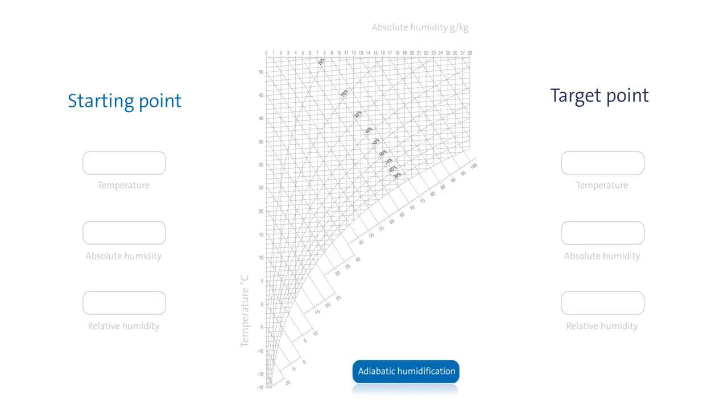Let's take as a starting point a temperature of 25 degrees Celsius, an absolute humidity of 6 grams for each kilogram of air, and a relative humidity of 31%. Now we'll use an adiabatic method, i.e. by means of water evaporation, to add 2 grams of water per kilogram of air. The air condition now moves along the line of specific enthalpy up to an absolute humidity of 8 grams water per kilogram of air, cooling down by about 5 degrees Celsius and reaching a relative humidity of 55%.